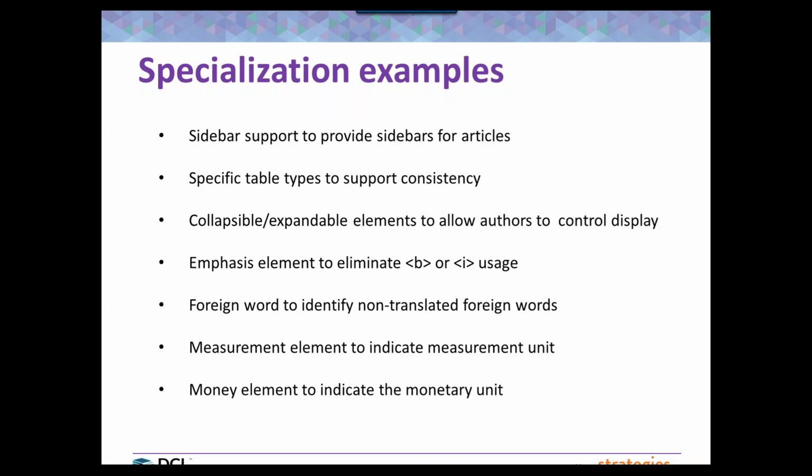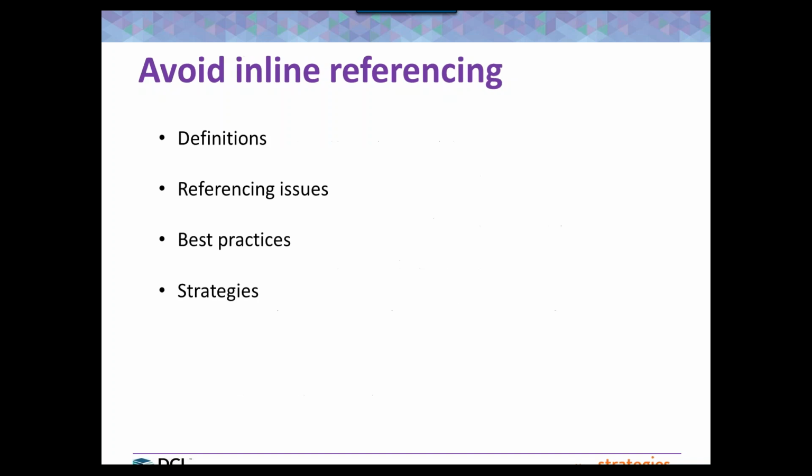Measurement that allows you to indicate the measurement unit so that you can then go and use it for actual calculations. Money to indicate the monetary unit, because in different languages, so for instance, in English, it's $1.50, well, that's not the same in other languages, and if you want to be able to automate that processing of it, some folks have found that valuable. I'm not endorsing that you need these, I'm just giving you examples. Last, I want to talk about avoiding inline referencing, and could you give me our last poll, please?